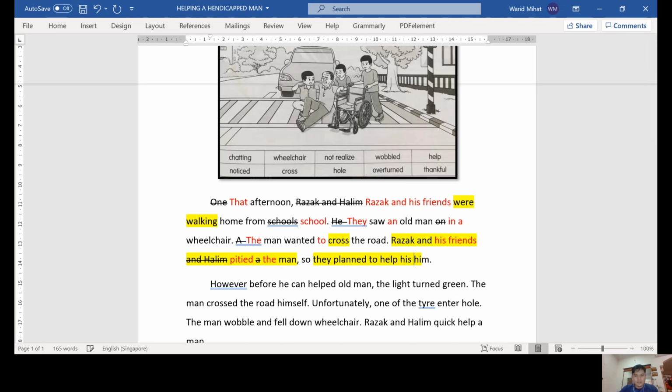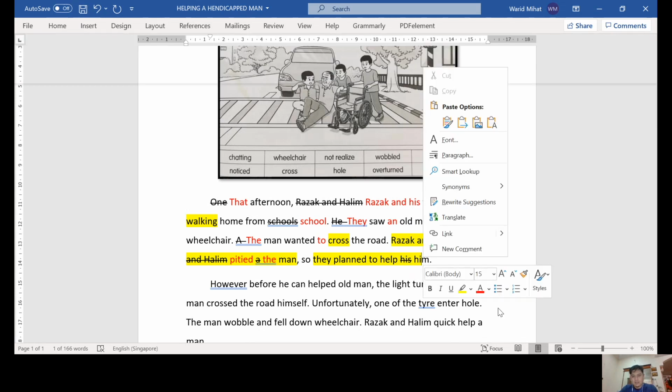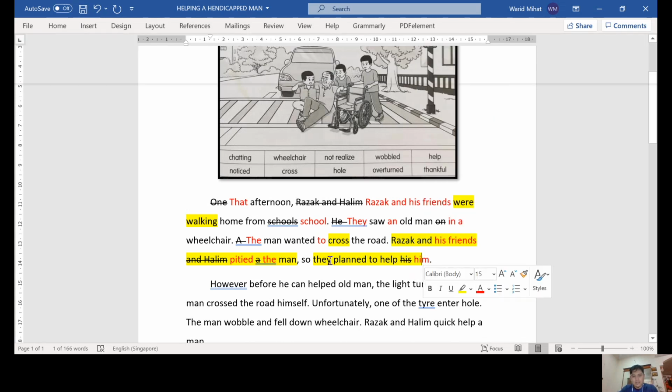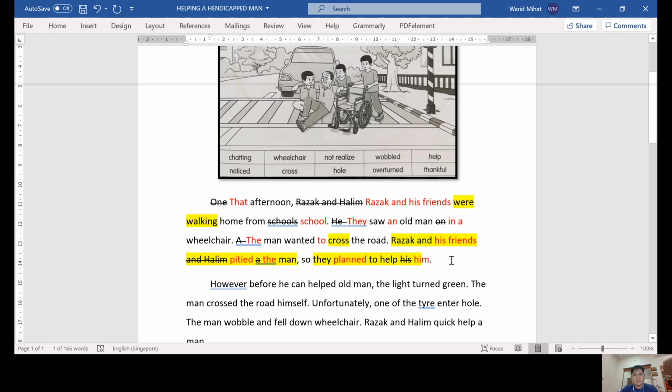Sorry. I think I have to put this like this so that you can see clearly the changes. Okay, I'm going to put it like this. They plan, okay, plan pun sama juga. They plan to help him. Okay, so they plan to help him.